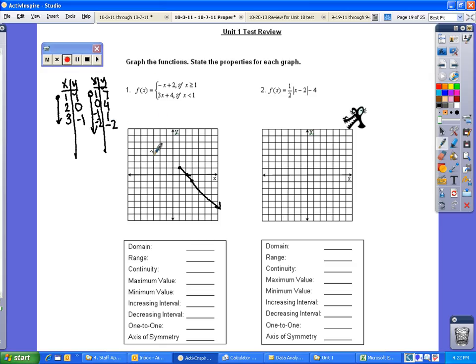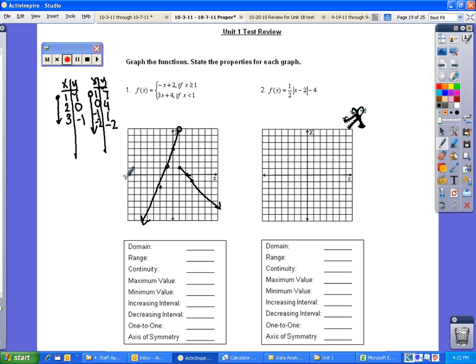So that was just plugging in the values. So 1, 7 is going to be up here, and then 0, 4, and then negative 1, 1, and negative 2, negative 2, and then continuing that pattern.